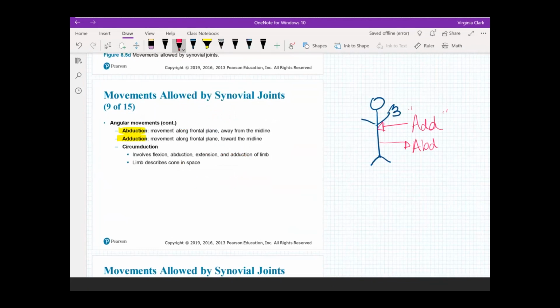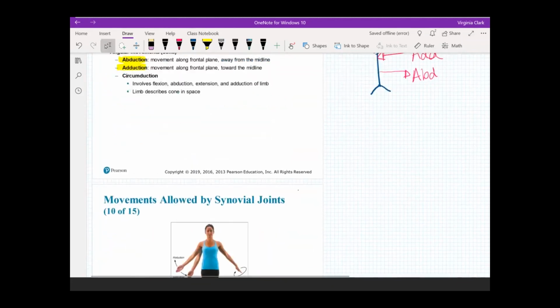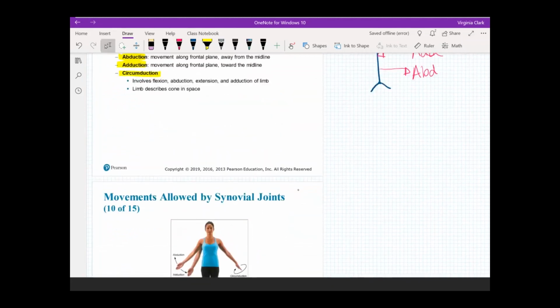You're adducting. An example of this is when you clap your hands. When you clap, you move your hands towards the middle of your body. You're adducting them. When you release the clap, you move your hands away. That is an abduction. And then you also have circumduction, which essentially is going to be when you move all flexion, abduction, and extension and adduction all at the same time.